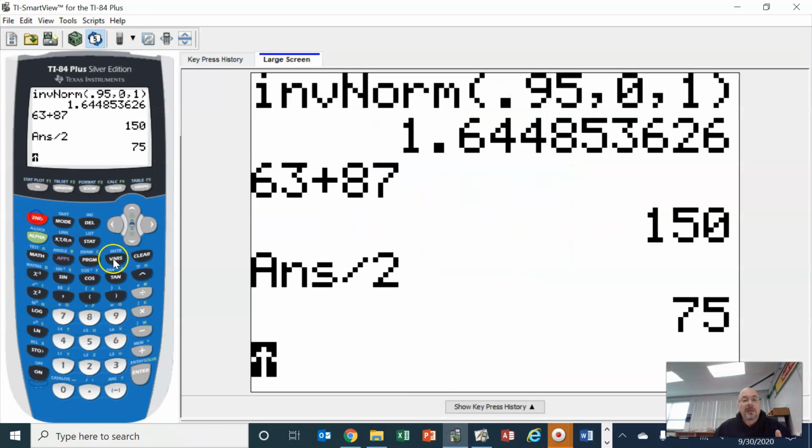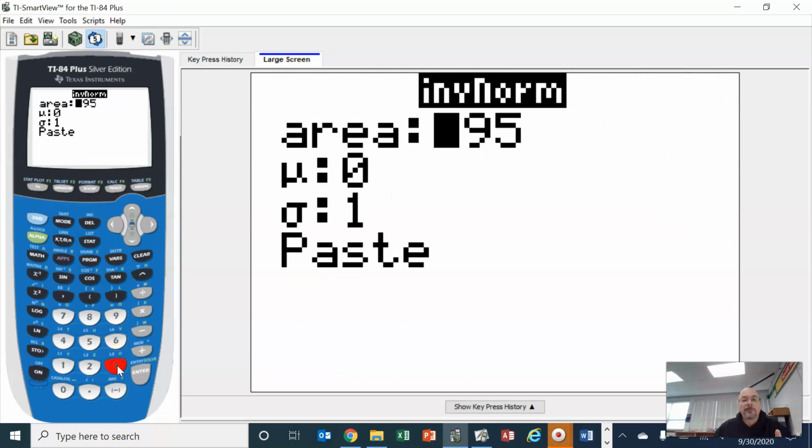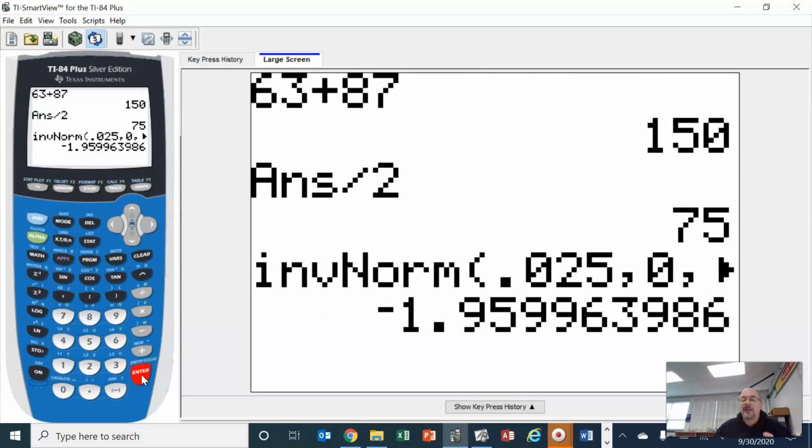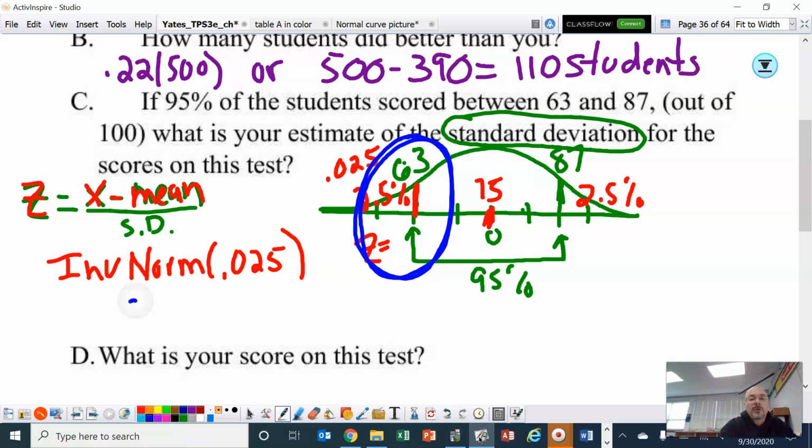So I'm going to go to my inverse norm. Second vars, number 3, 0.025. So I'm going to use that 63 and the z-score for this to find it. All right, so I'm going to round it. That's negative 1.96. That's my z-score. Okay, that's not my standard deviation. That's my z-score.